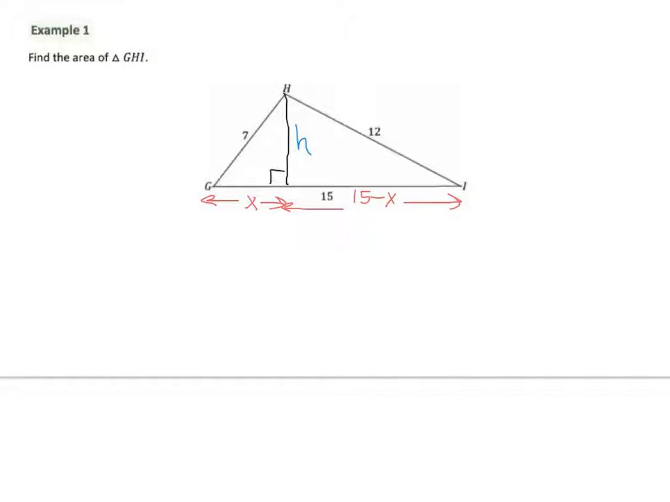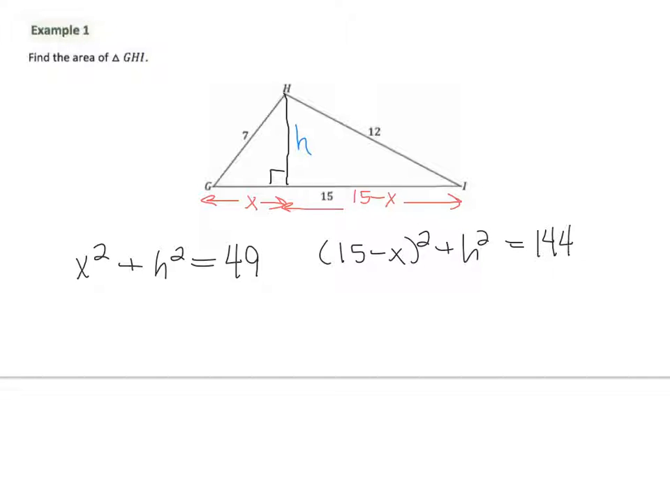So Pythagorean Theorem, use the left triangle or the right triangle. I would recommend the left because we just have an x to work with versus a 15 minus x, because remember we have to square some stuff. So we have x squared plus h squared equals 49, which is 7 squared, right? And then on the right side, we have leg, which is 15 minus x squared, plus h squared equals 144, which is 12 squared. Okay?